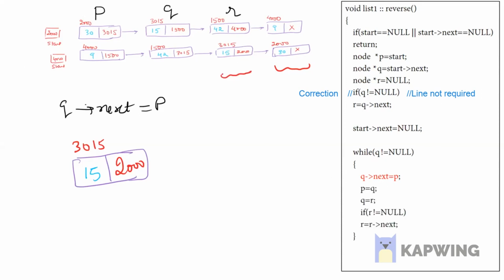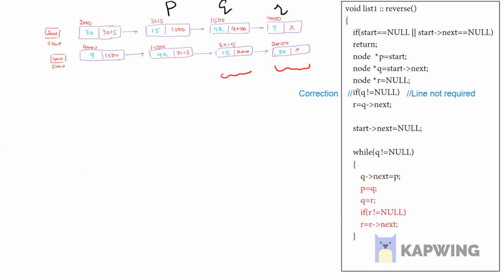Now once this node has also been settled down, the next statement says update P to Q, Q to R, and R to R next. We have to move P one step in the forward direction, Q one step further, and R one step further. The new P will be the previous Q, the new Q will be the previous R, and the new R will be the previous R next. That is what has been written here.